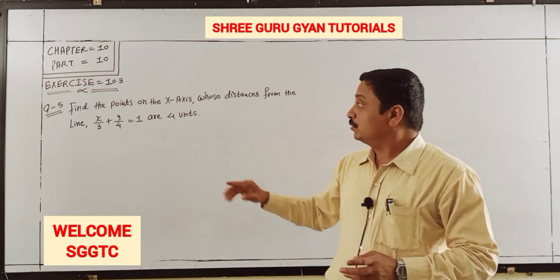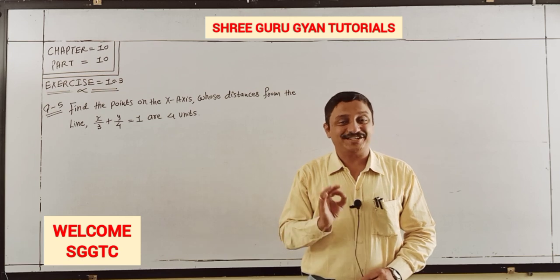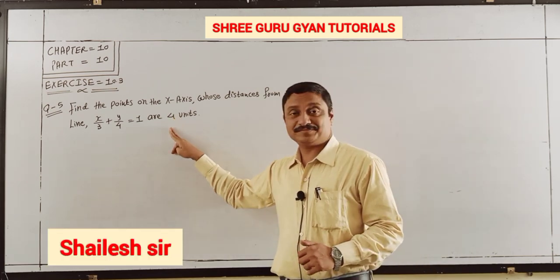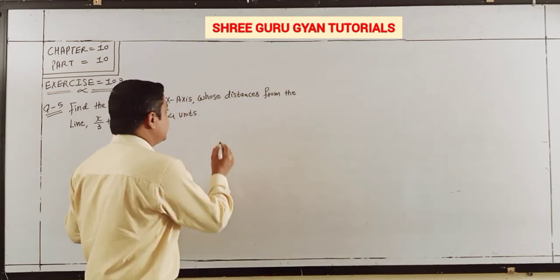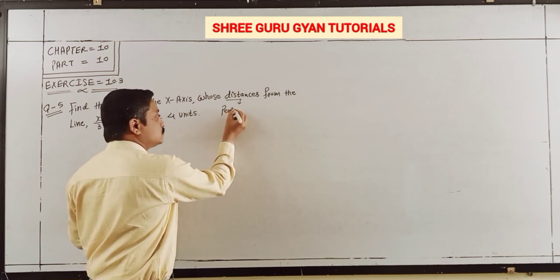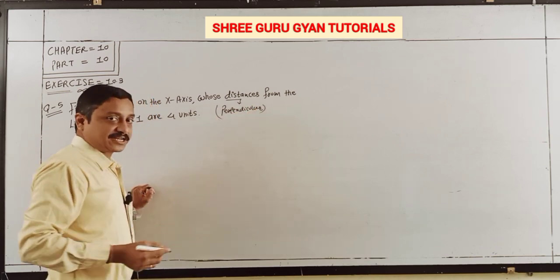Students, today I continue our 10.3 question number 5. Find the point on the x-axis which is at a distance of 4 units from the given line. Students, here is one short mistake in your textbook. Here the distance is given, but you should write perpendicular distance. Then the question is correct.